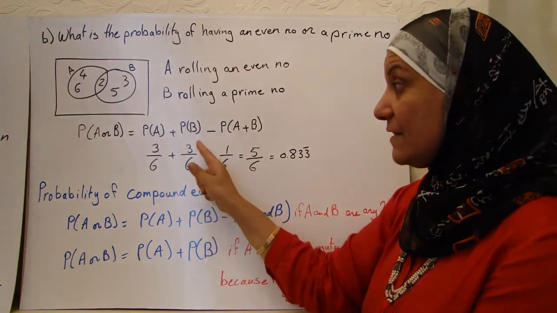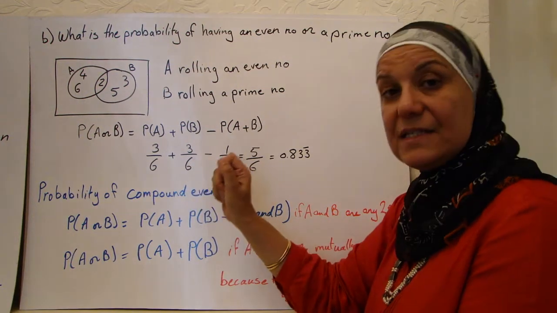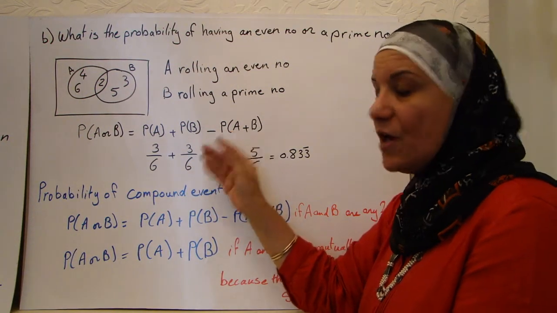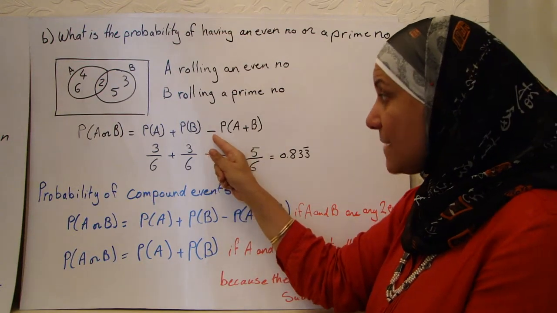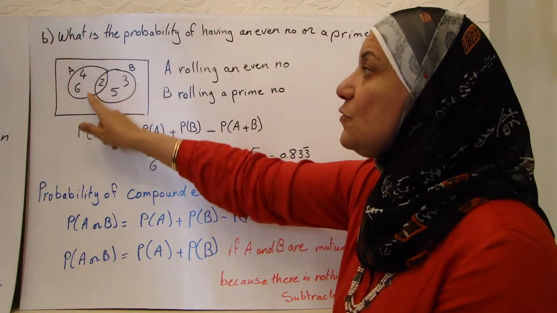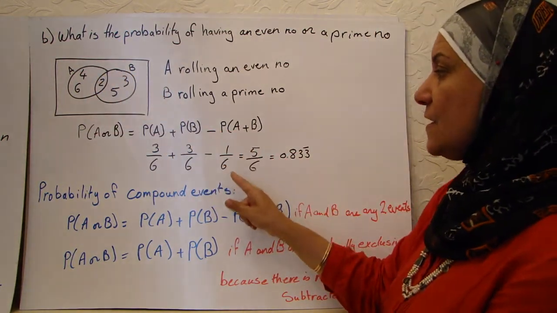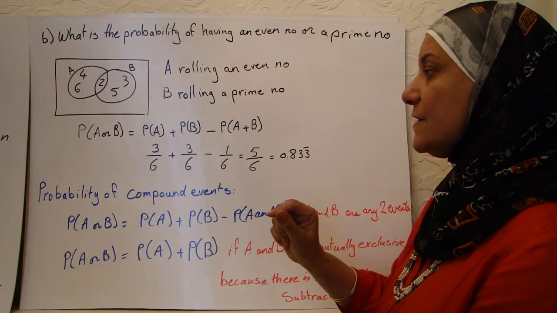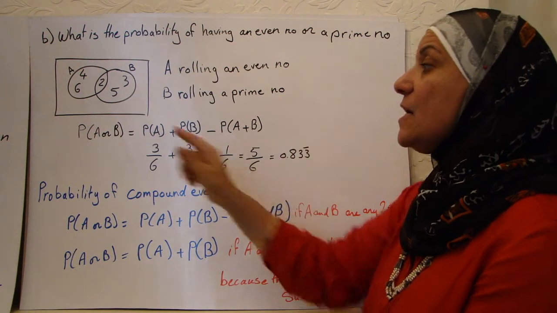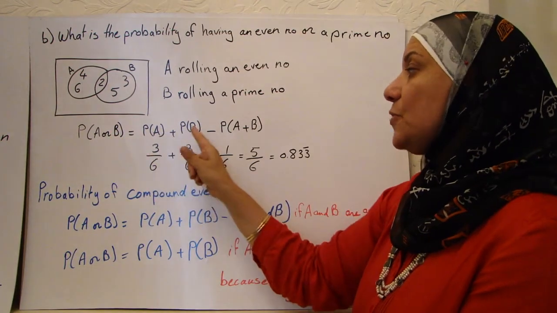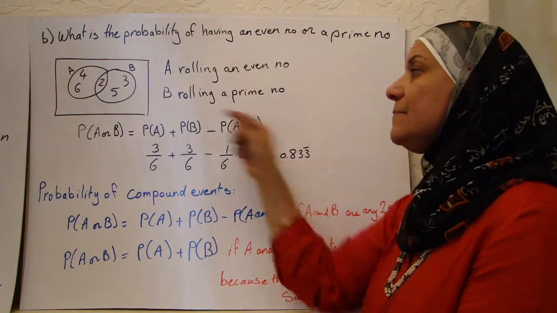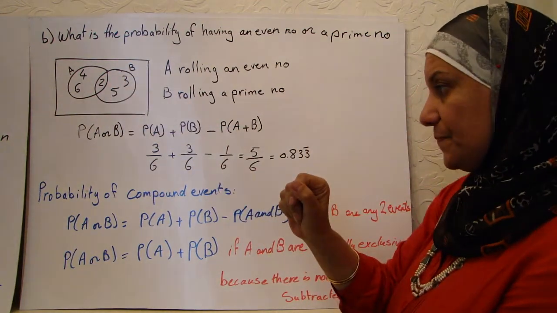But if I add 3 over 6 plus 3 over 6, I'll get 6 over 6, which is not the case. So how can I solve this problem? I'm going to solve it by putting minus the part in between, the part that is mutual, which is 1 over 6. So it goes back to having 5 over 6. So again, what am I going to do? I'm going to say that probability A plus probability B minus the part in between, which is probability A and B, the part in the intersection.